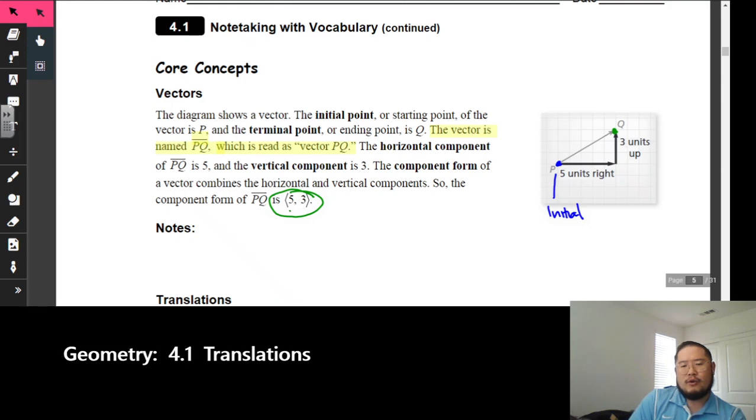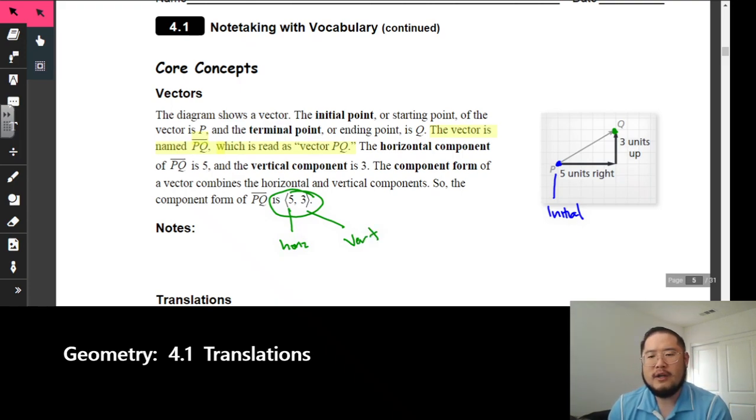Now 5 is horizontal, 3 is vertical. Well, if 5 is positive, we usually tend to know that that's going to the right 5 units. And then 3 being positive, that's going to be vertical, up 3. And then this is where Q will end up being, which happens to be our terminal point.